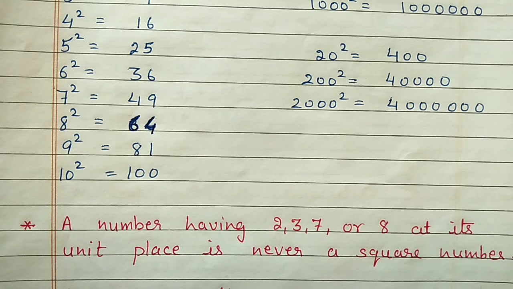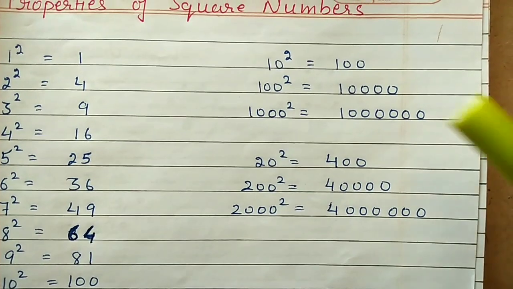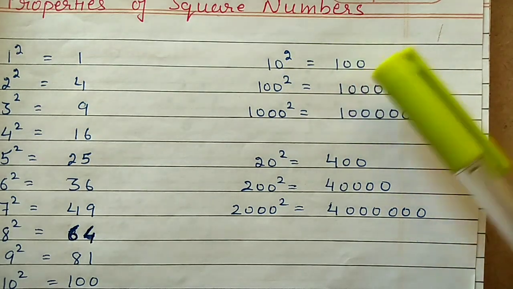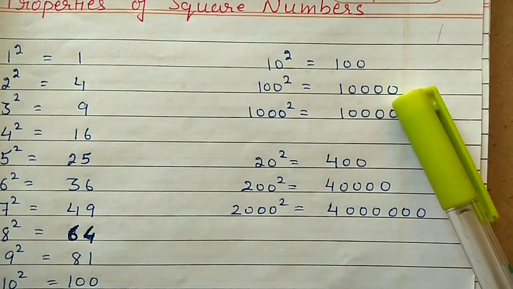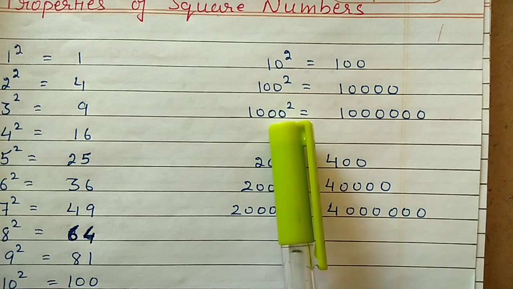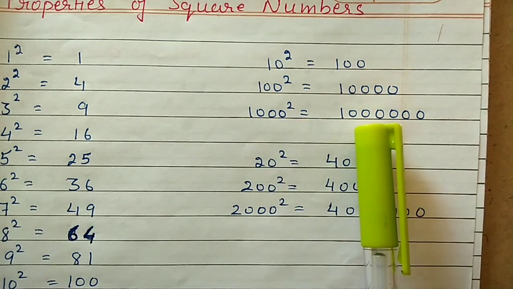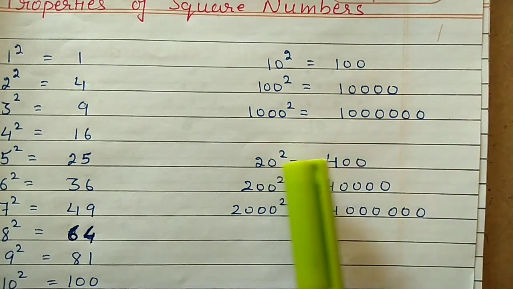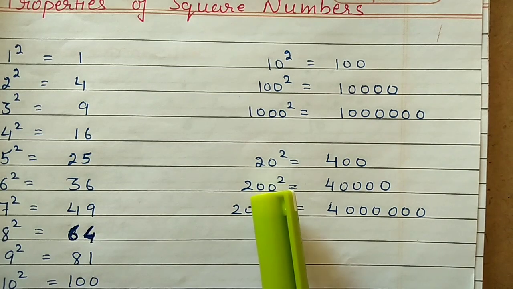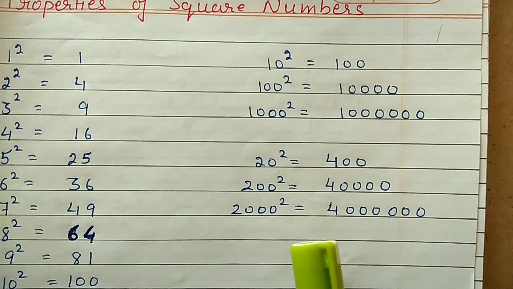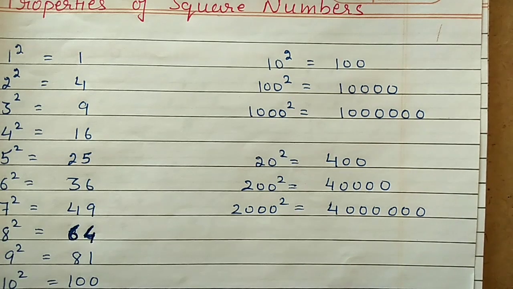So if any number is given, we can see the unit place and directly say whether the given number is a square number or not. Second thing, observe these numbers. 10 square is 100, 100 square is 10,000, and 1000 square is 10 lakh. 20 square is 400, 200 square is 40,000, 2000 square is 40 lakh.